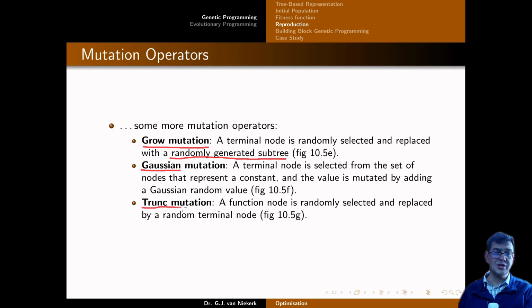And then you also could have a trunk mutation. With a trunk mutation, a function node is randomly selected and replaced by a random terminal node. So this is the opposite. When you grow the tree, here you trunk it. So in other words, if you have a sin 4.5x, for example, you can just replace it with x. And that's, of course, also a form of mutation.